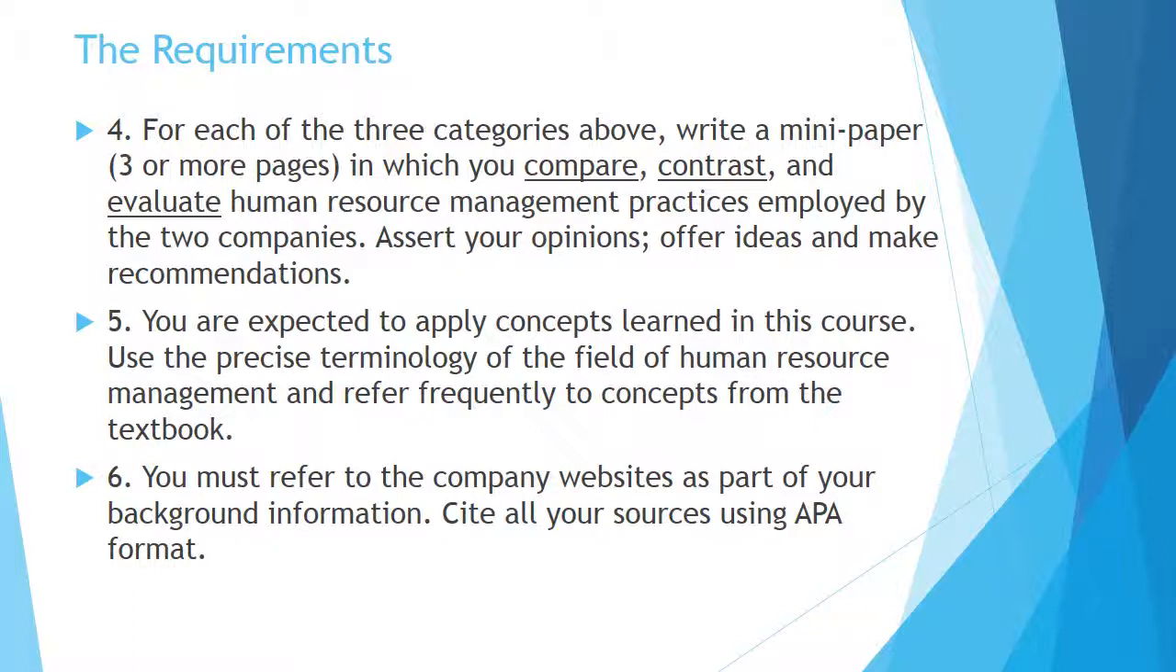The requirements. For each of the three categories that we talked about above, okay, first one was recruitment and selection. Second one was performance management. Third one was training and development. For those three categories, you're supposed to write a mini paper. So each topic is going to have its own little paper. It's going to be 3 pages or more, and you're going to compare Lincoln versus Southwest, contrast, which means look for differences, look for similarities, and then evaluate which one you think might be more effective.